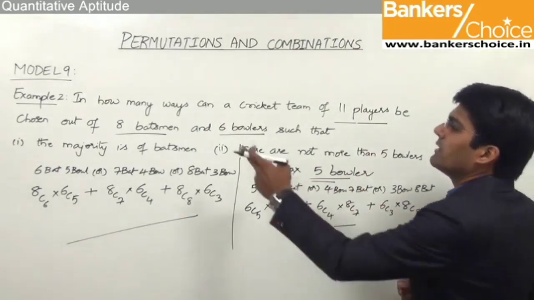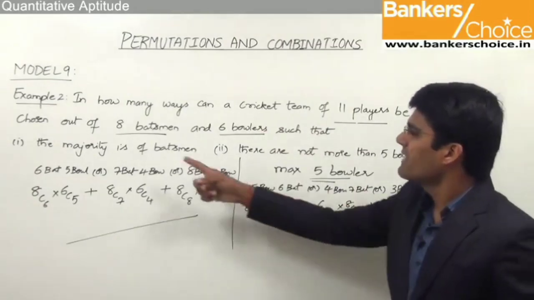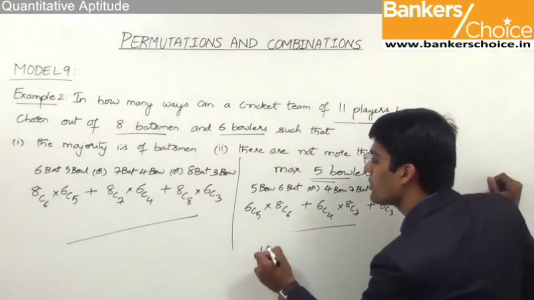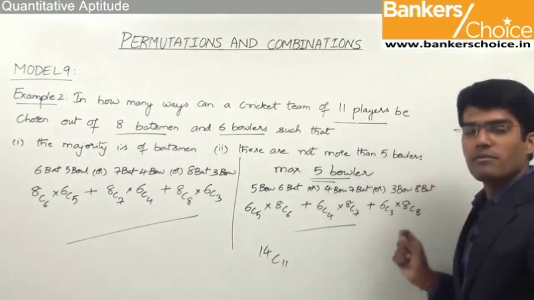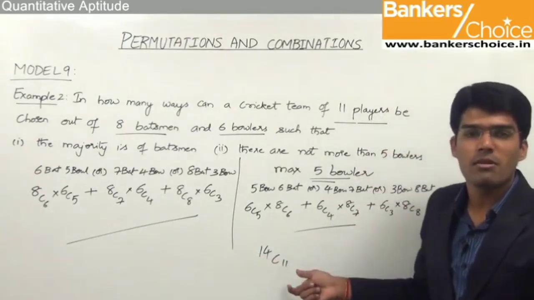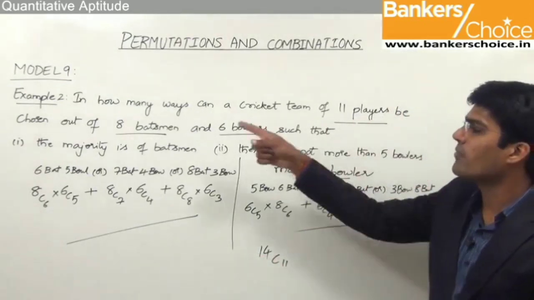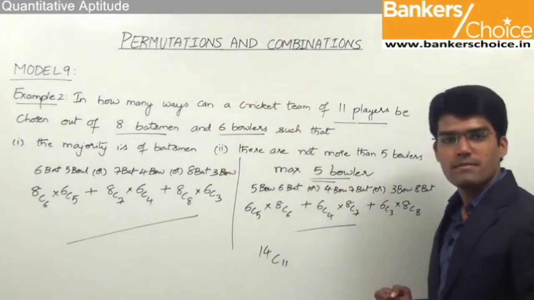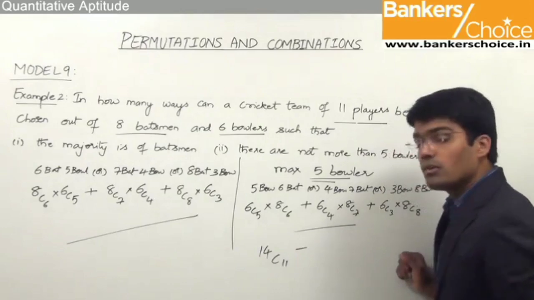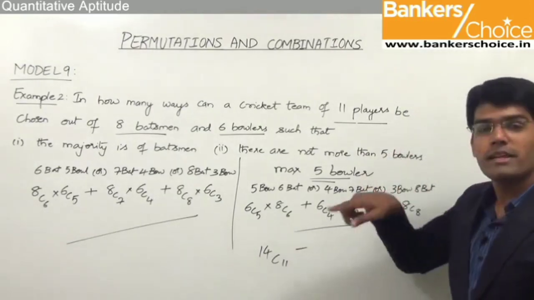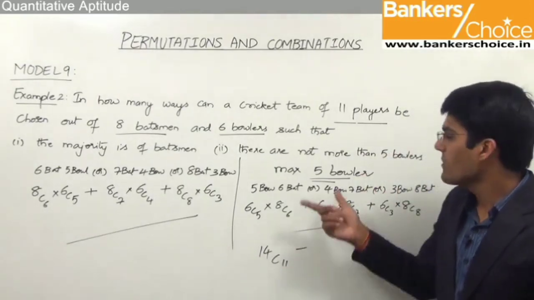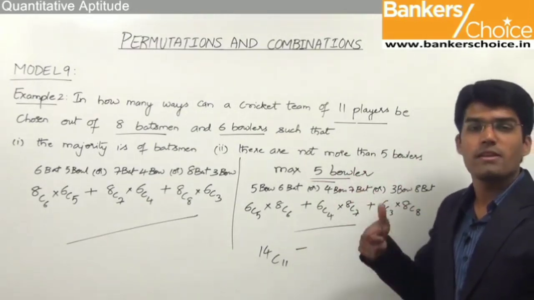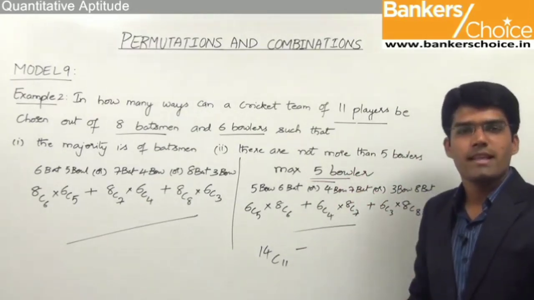For example, the total number of teams that can be formed here is 8 plus 6, 14 players. We need 11 players. So total is nothing but 14C11. These are the total number of teams that can be formed, or these are the number of ways in which a team of 11 players can be formed out of 8 batsmen and 6 bowlers. Now out of this total number of teams that can be formed, if we subtract those teams where there are more than 5 bowlers, we get the required answer. Why? Because maximum is 5 bowlers here. So if we subtract those cases where we have more than 5 bowlers, we get the required answer.